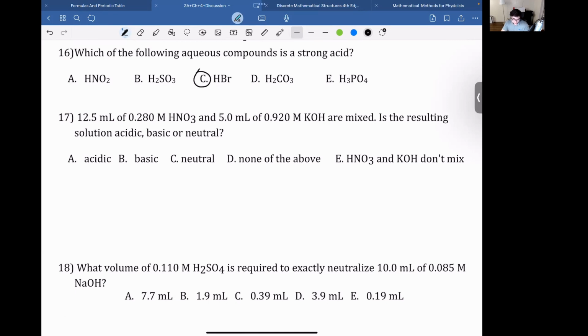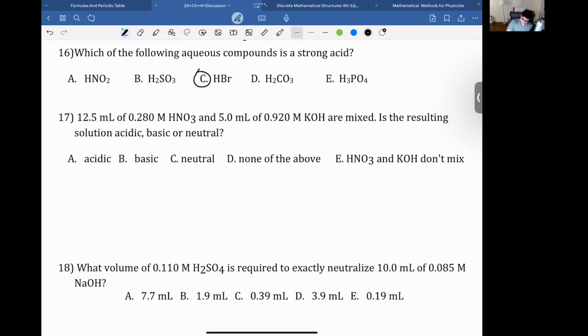17, it says 12.5 milliliters of 0.28 molar HNO3 and 5 milliliters of 0.92 molar KOH are mixed. Is the resulting solution acidic, basic, or neutral? So you need to figure out, so these are strong acids and strong bases, right? So we have to figure out which one we have more moles of. To be more precise, we have to figure out if we have more moles of H plus or more moles of OH minus. Why am I saying it like that? Because what if you have a compound where you have two hydroxides or two hydrogens, right? So we need to figure out which one's more, H plus or OH minus.